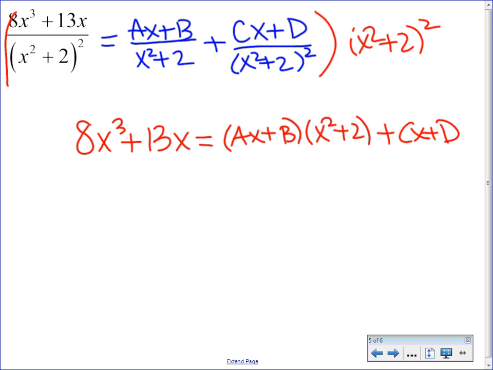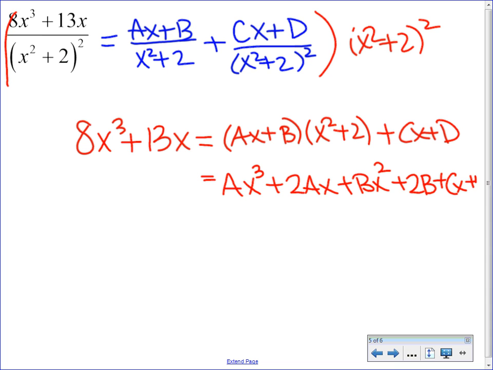Since we had quadratic factors, our strategy of picking 0 is not going to work because the number to make this 0 is imaginary, and that's just not okay. So instead, we need to compare our coefficients. So let's multiply this out. We have ax cubed plus 2ax plus bx squared plus 2b plus cx plus d.